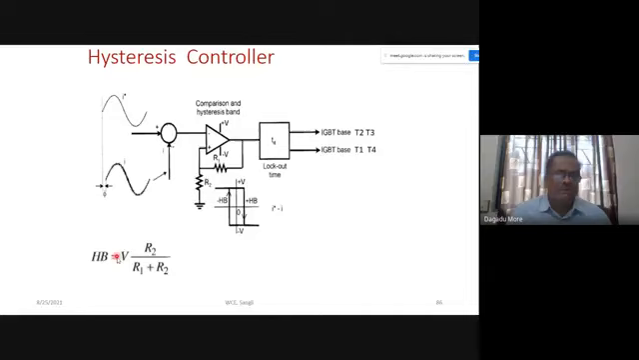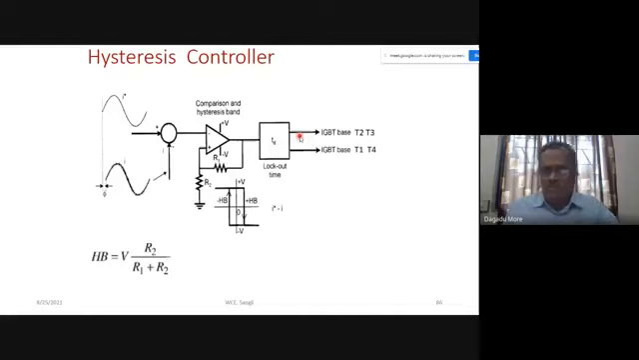Here the hysteresis band value will be the supply voltage of the op-amp times R2 divided by R1 plus R2. We can find this out. Now the lockout time is required.